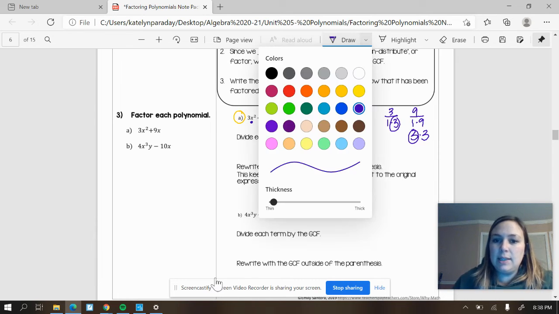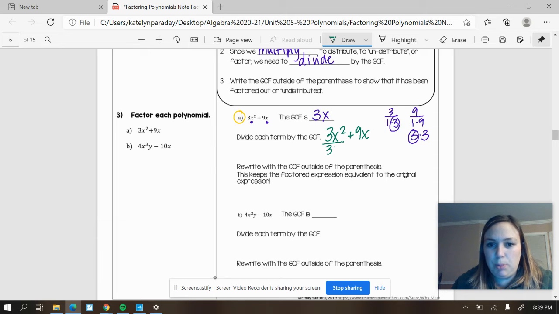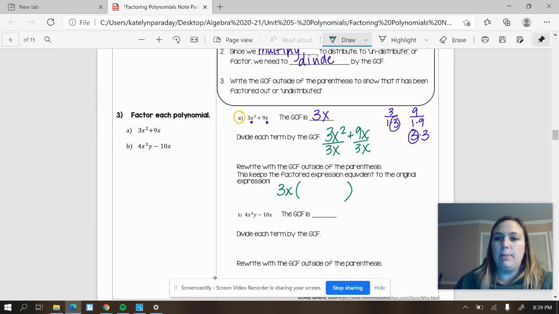Then it says to divide both terms by the GCF. So we found the GCF to be 3x. So then I'm going to take 3x squared plus 9x and divide each part by 3x. So what is left over? We know we have to put the GCF on the outside, and then what's left over goes on the inside.